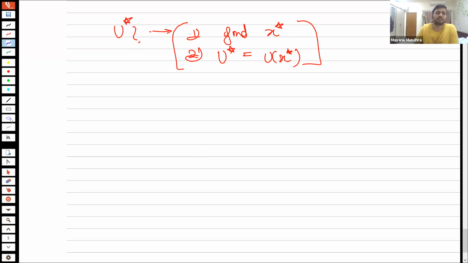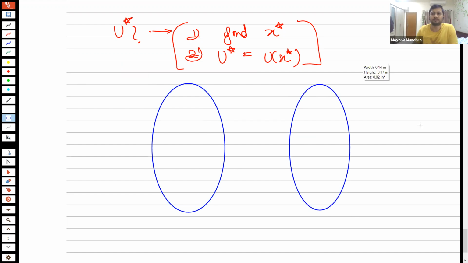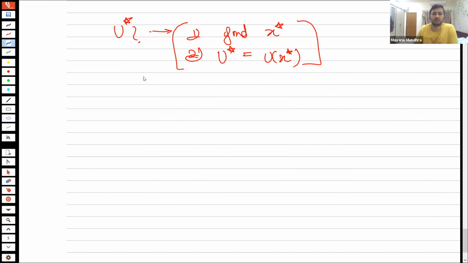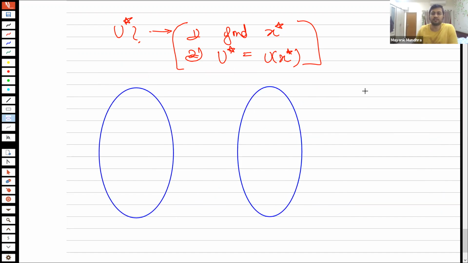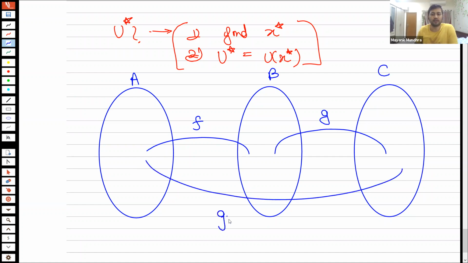Okay. So in the last math class, we talked about composite functions. In composite functions, what we saw is that suppose this function f takes you from this set A to B, and another function g takes you from B to C. So the function g of f will directly take you from A to C. All right, so this was composite functions.